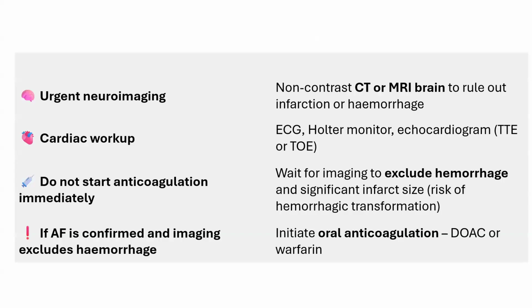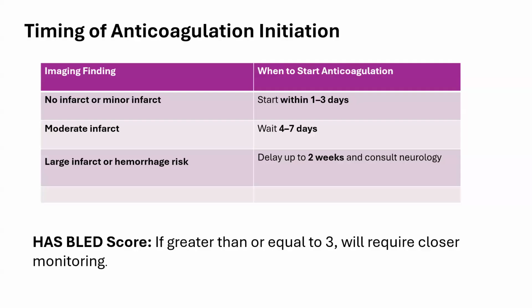Then we do a cardiac workup, of course, initially an ECG, and then a Holter monitor later on. And we do not start anticoagulation immediately until we have safely excluded hemorrhage. And we also have to make sure that if there is an infarct, the infarct size is not too big because of the risk of hemorrhagic transformation. Then, if AF is confirmed and imaging excludes hemorrhage, of course, we have to start the patient on oral anticoagulation, either a DOAC or warfarin.